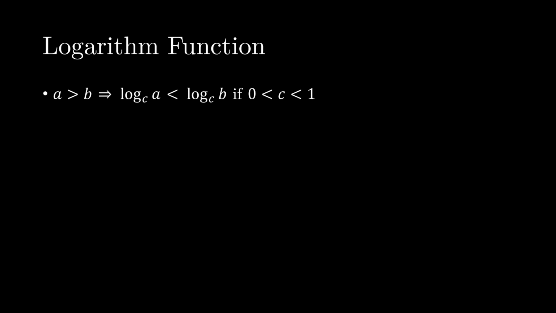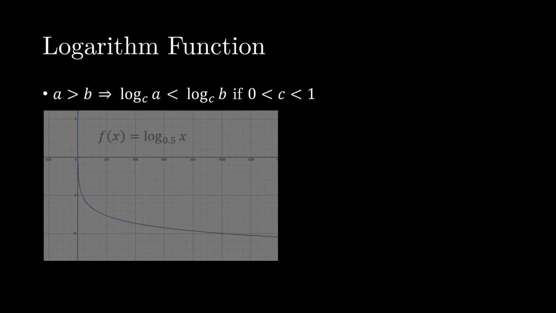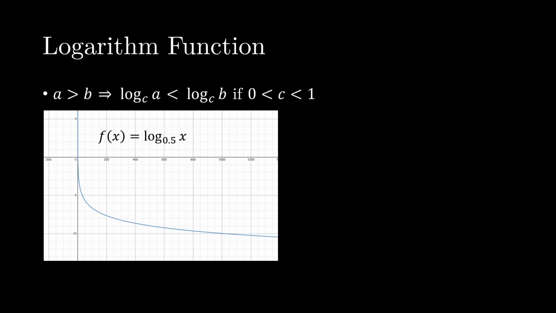So let's think back to the logarithm function. Using our definition of decreasing functions, we can actually explain why the inequality sign flips. That's because if you have log base c of x, where c is between 0 and 1, then the function is always decreasing. Here I've sketched out the function of log base 0.5 of x, but you're just going to have to trust me that if c is between 0 and 1, then the logarithm function is always decreasing. And maybe there's a proof of this, but I haven't done any research on that, so yeah.